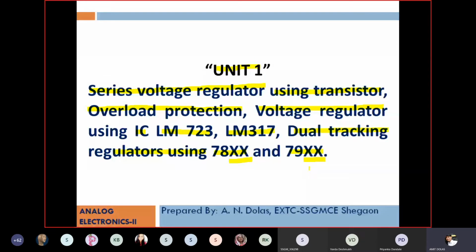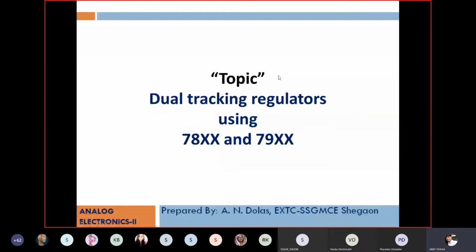So starting with unit number 1, as it is based on the voltage regulator, we will start with the easiest topic in this unit first, that is the dual tracking regulator using IC 78 and 79. Then we'll move to the IC 723 and LM317, and after that we'll come to the voltage regulator using transistor. So this will be the last topic of this unit.